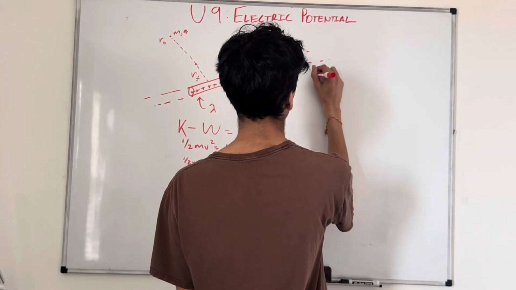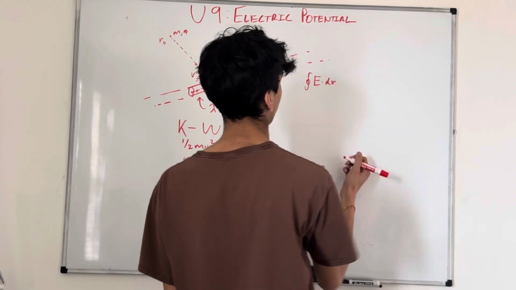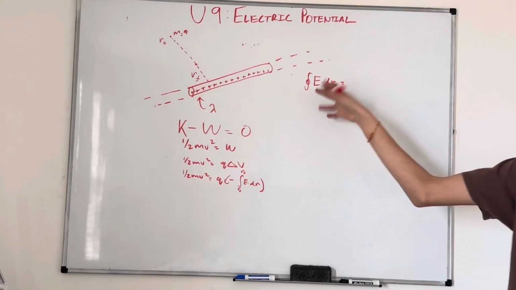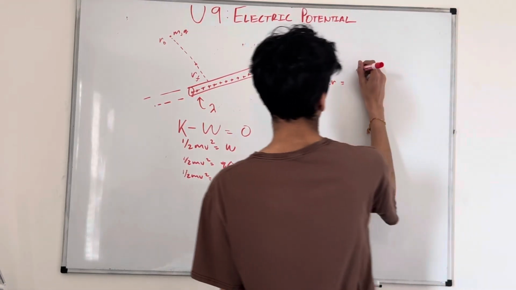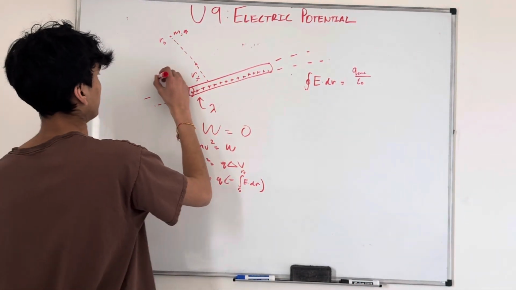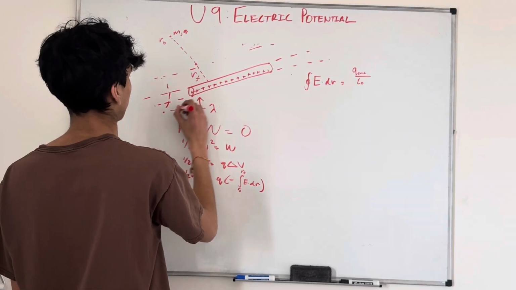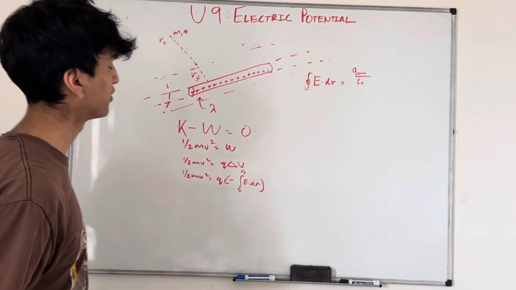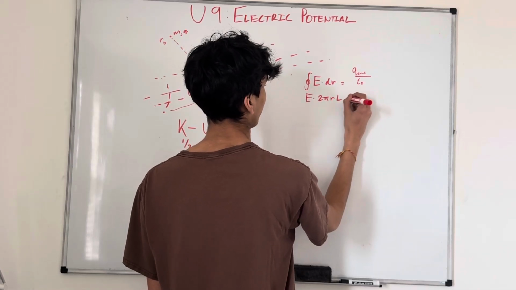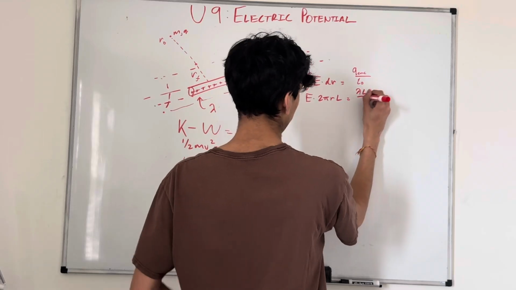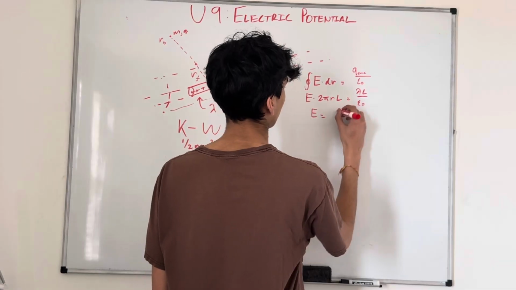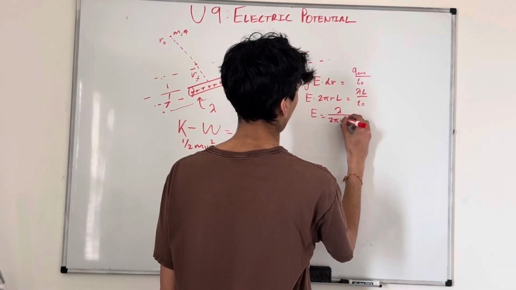we can use Gauss's law to find that, right? The electric flux, the integral of E dA, is just going to equal Q enclosed over epsilon naught. You can imagine a Gaussian surface surrounding this whole thing. It's going to be a cylinder, and the surface area would equal 2 pi r L, and the Q enclosed will be lambda times L. The L drops, and we get that E is equal to lambda over 2 pi r epsilon naught.